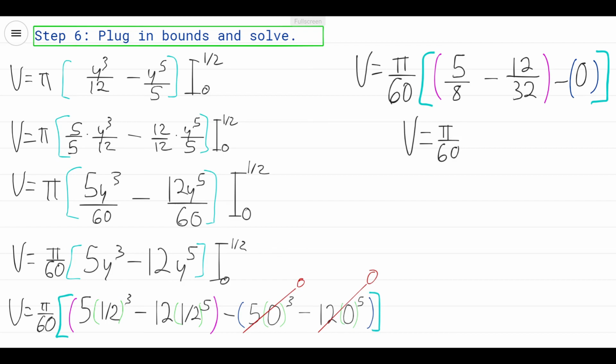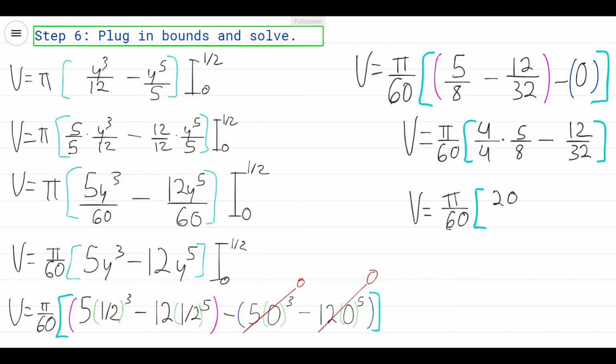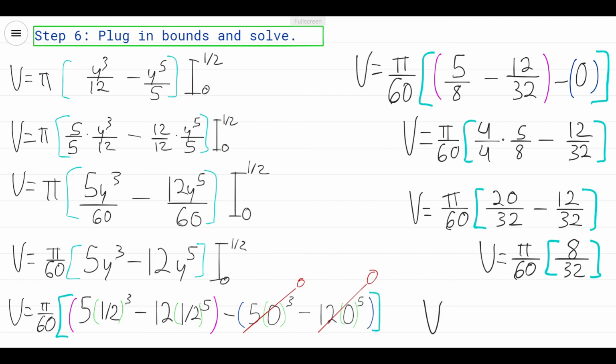And what we're left with is pi over 60, and we want a common denominator, so 5 over 8 minus 12 over 32. We're going to multiply the first term by 4 over 4, so we can have that common denominator, and we're left with pi over 60 times 20 over 32 minus 12 over 32, which is equal to pi over 60 times 8 over 32, which is equivalent to 1 over 4. So 1 over 4 times pi over 60 is pi divided by 60 times 4, which is equal to pi over 240.